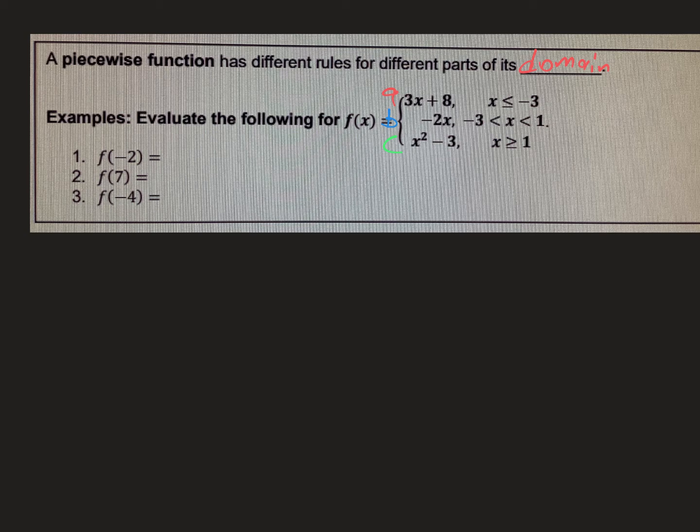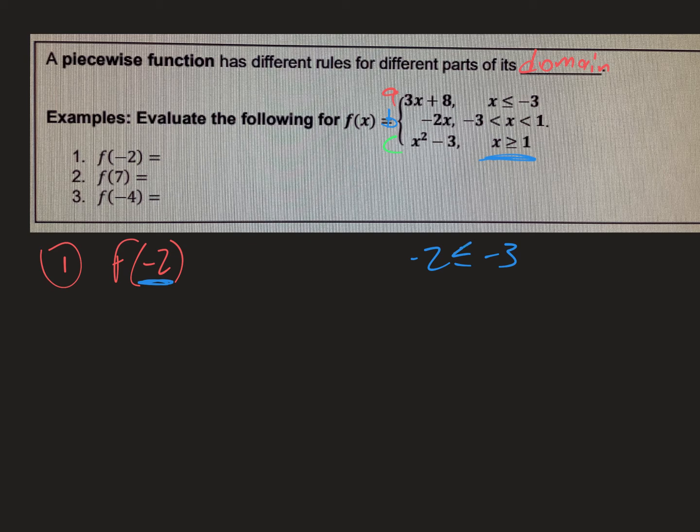So let's just look at part 1, the problem 1, where it says f of negative 2. And my question to you guys is, which category does this negative 2 belong in over here? Okay, so the first question, let's see. Is negative 2 less than or equal to negative 3? No.